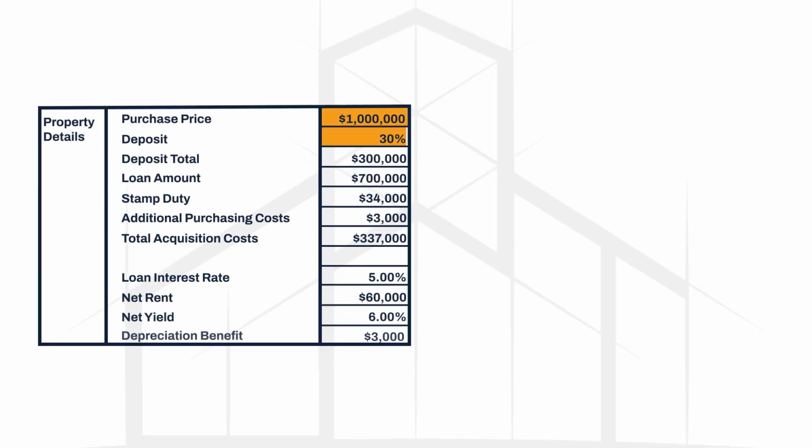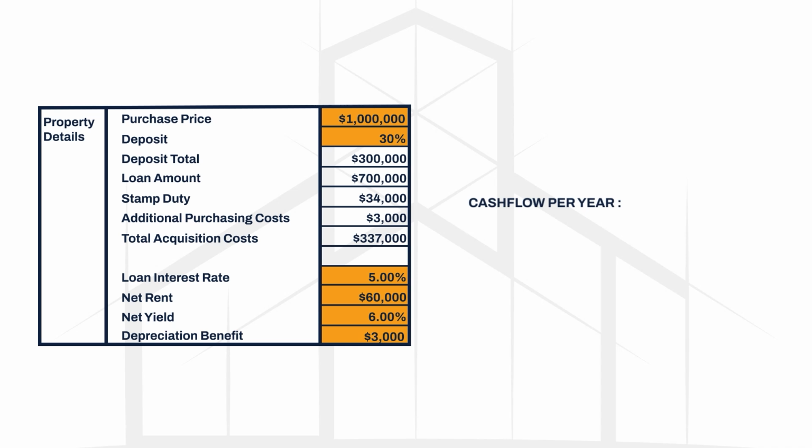Again, a $1 million property was purchased with a 30% deposit. We receive a 6% annual rental yield, or $60,000 net rent. We've included a very achievable $3,000 tax depreciation benefit, and our interest-only repayments are based on a 5% interest rate. Remember, you can change any of the orange fields to better represent your scenario.